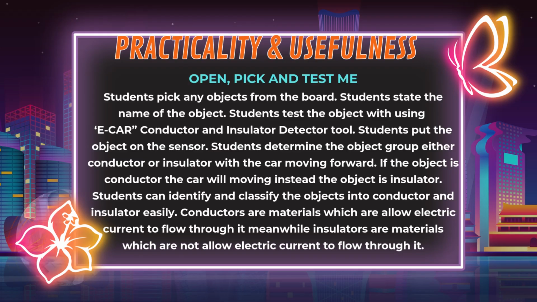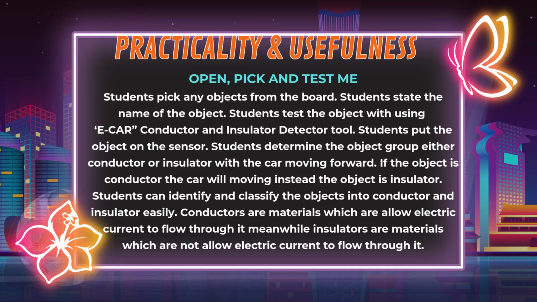It is very simple. Students pick any objects from around them. Students take the name of the object. Students test the object using the e-car conductor and insulator detector kit. Students put the object on the sensor. Students determine the object group, either conductor or insulator, with the car moving forward and also the bulb lighting up.